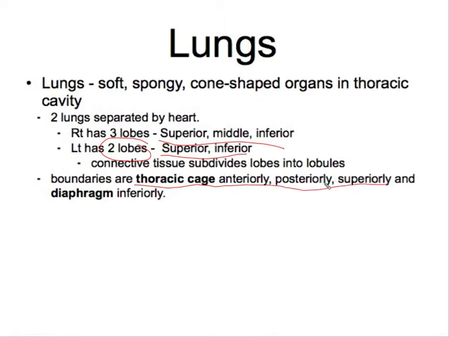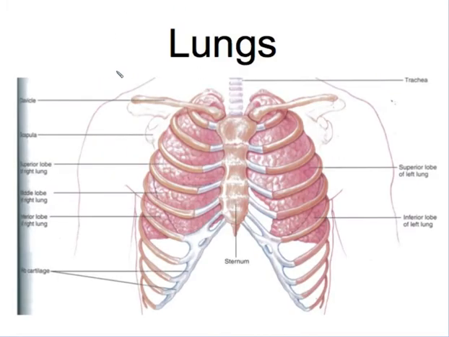So anterior, posterior, and superior are all surrounded by your thoracic cage, which is your rib cage. And then on the bottom side, the lower boundary to your lungs is the diaphragm, which controls whether air goes in or out. We'll talk about that, I believe, in the next unit. Here you can see your lungs resting right up against that rib cage, and on the bottom here would be your diaphragm.